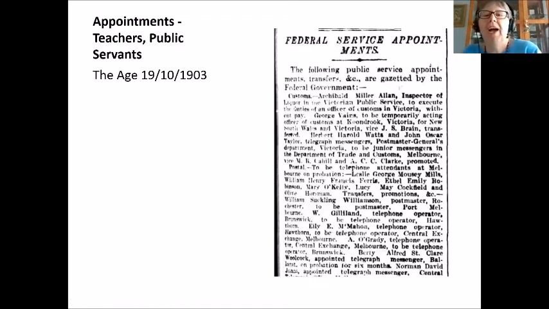You sometimes find public service appointments. So you might find here that Leslie George Mousy Mills was, that's an interesting name, a telephone attendant at Melbourne in the customs office. Archibald Miller Allen, Inspector of Liquor, was in the customs office. So you might find your ancestor listed here if they were in the Victorian Public Service, because they were transferred, promoted, or else initially appointed. And once again, you can't imagine this happening these days, that all these sort of appointments would be published in newspapers, but they were.